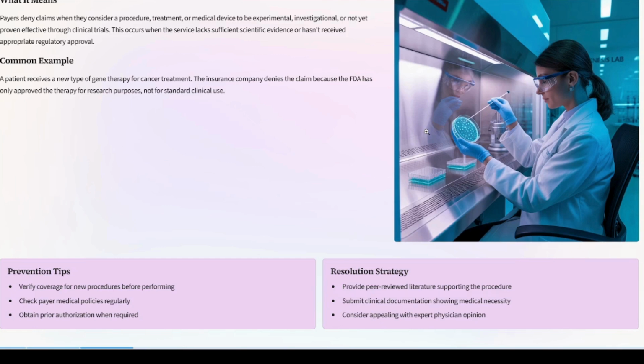All right. So, resolution strategies: provide peer-reviewed literature supporting the procedure. Next, you want to submit clinical documentation showing the medical necessity. And lastly, consider appealing with expert physician opinion. So all these things can be submitted to the payer for you to possibly overturn the denial through a reconsideration or appeals process.